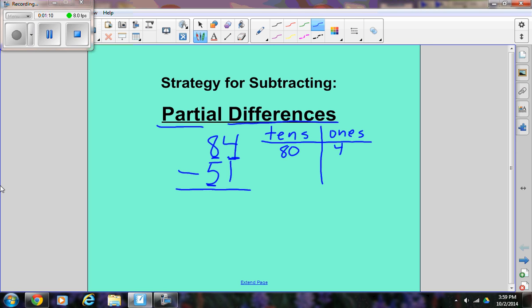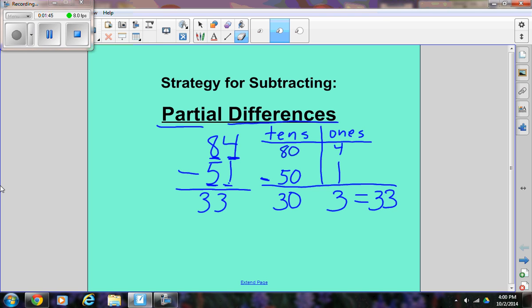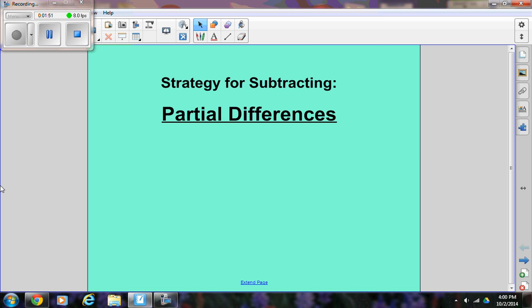And then I know in 51, that's 50. And then I have 1 right here. I'm going to put my subtraction sign. I'm going to draw a line, and then I'm going to subtract. I'm going to start with my ones. I have 4 ones, take away 1. That is 3. And I have 80, take away 50, which equals 30. And if I put 30 and 3 together, I know that that is 33. So 84, take away 51, equals 33. And the partial differences strategy helps me see the value of my digits.